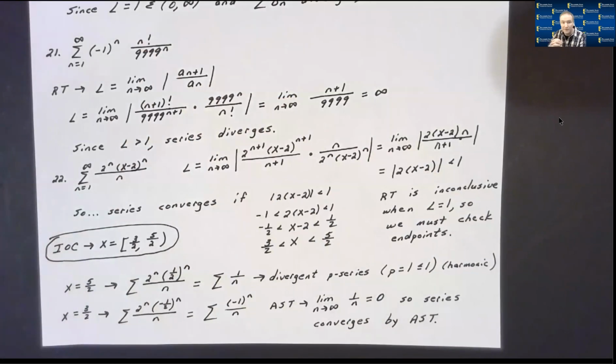Well, what if it's greater than 1? The terms of your series are getting larger. It's clearly going to diverge. Now, it's whenever the limiting value is equal to 1 where we don't know, and we're going to have to look at those cases to determine that.